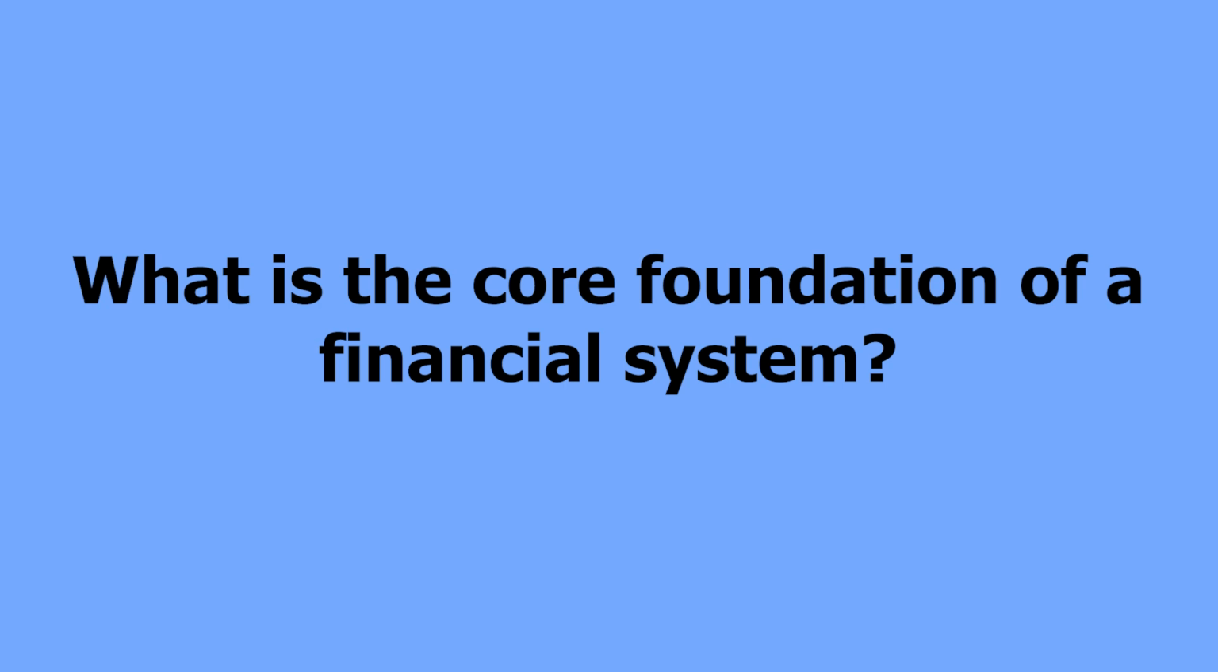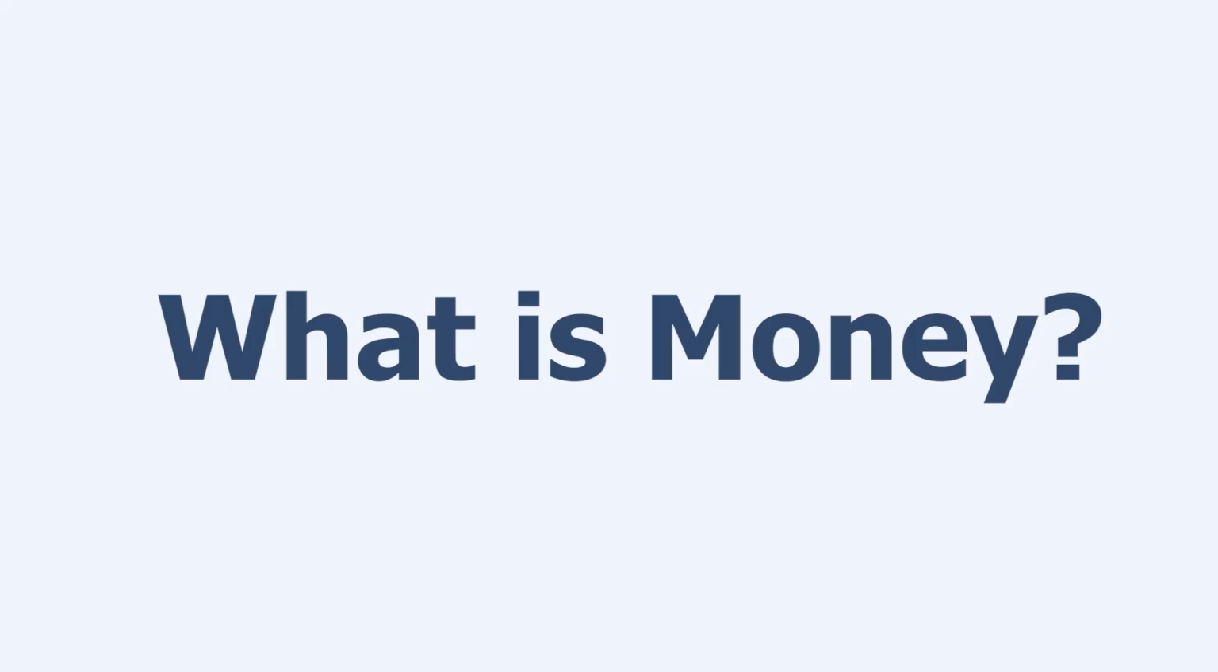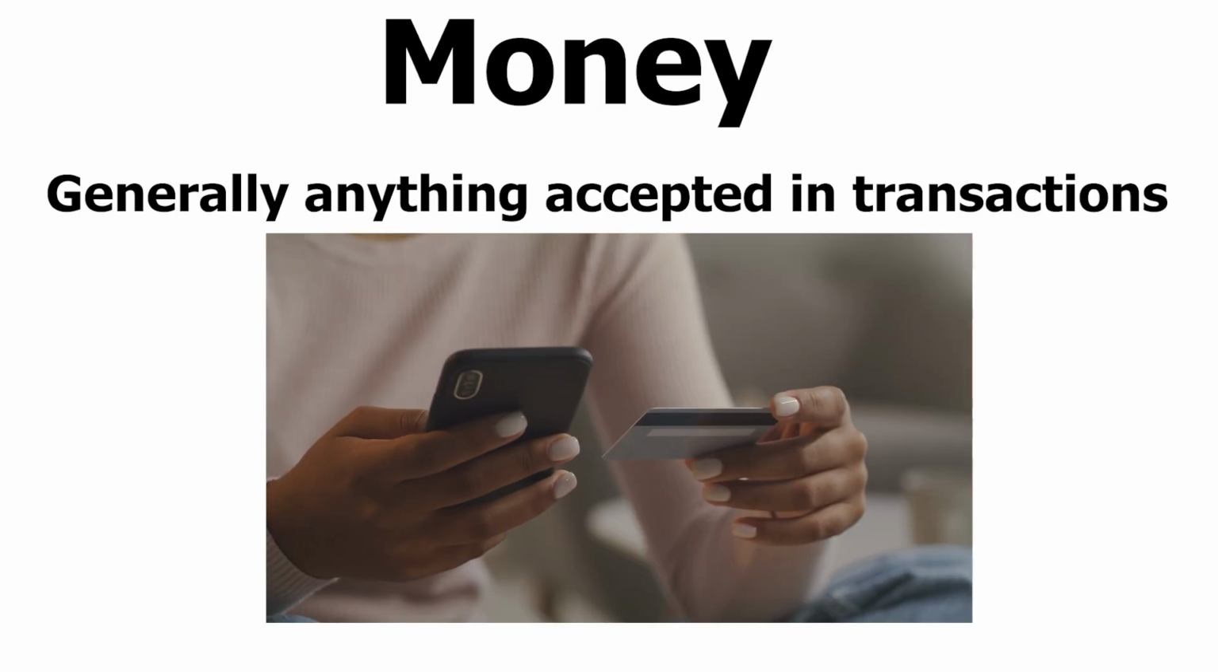So today, let's start with one of the core foundations of the financial system, money. We'll explore what money is and its different forms, and why it's so essential to the economy, especially in historical contexts like the 19th century. Without getting too distracted, what is money? Money is anything that is generally accepted in transactions.